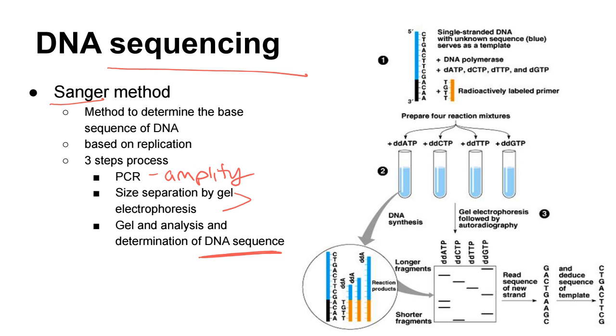incorporate these. If you follow your diagram here, you can see you've got a single strand DNA here, and they've labeled it with some of these primers, radioactive primers that they can trace. Okay, and then they perform the gel electrophoresis, and then from there, they can analyze the sequence of the DNA.